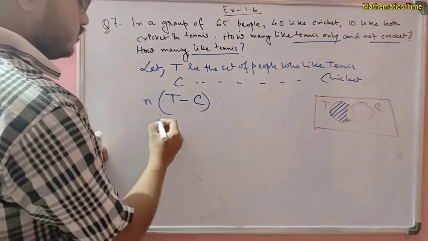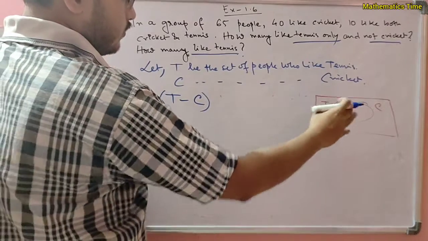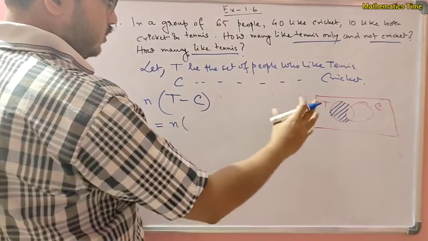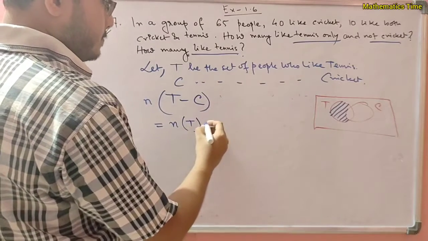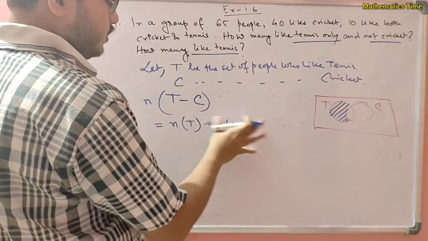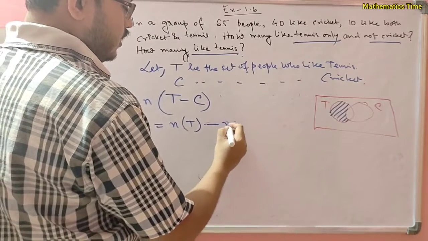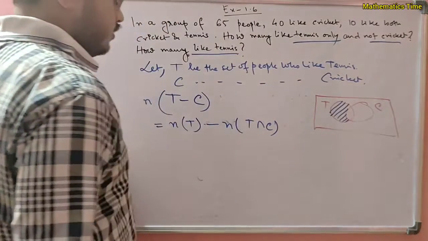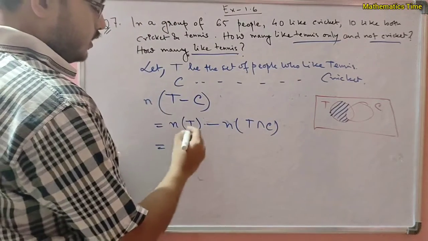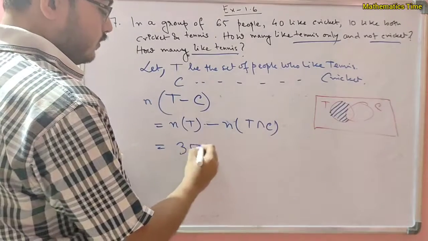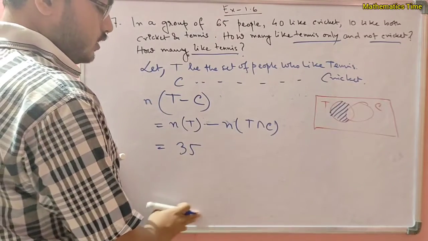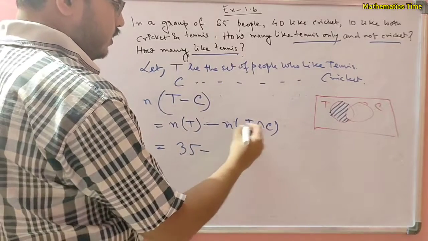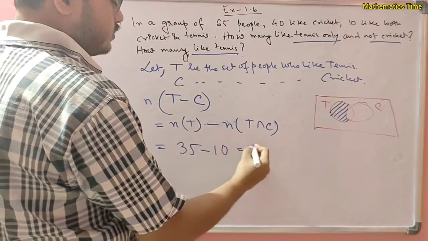So T minus C means n of T minus n of T intersection C. We have to eliminate T intersection C from n of T. This is from the Venn diagram. n of T we got is 35, and n of T intersection C is given as 10. So the answer will be 25.